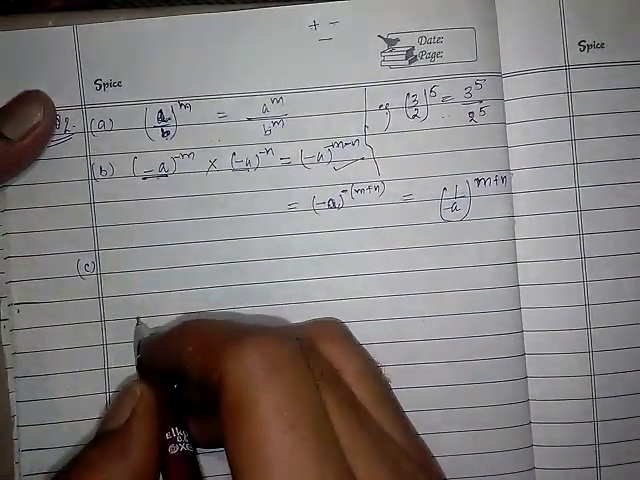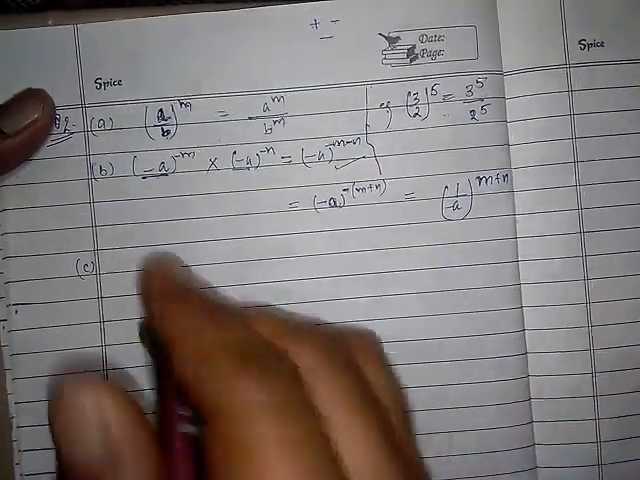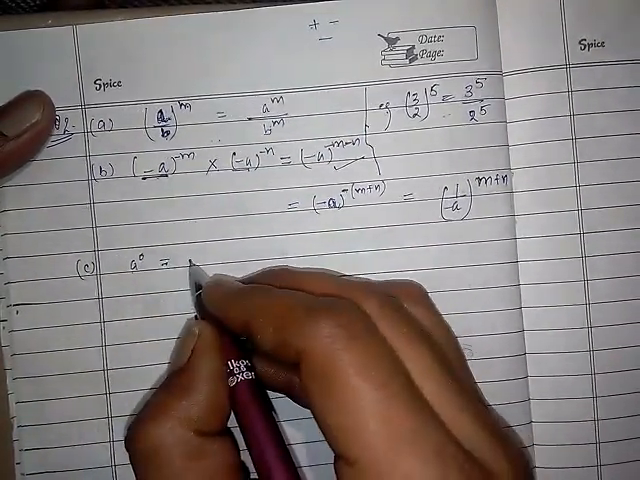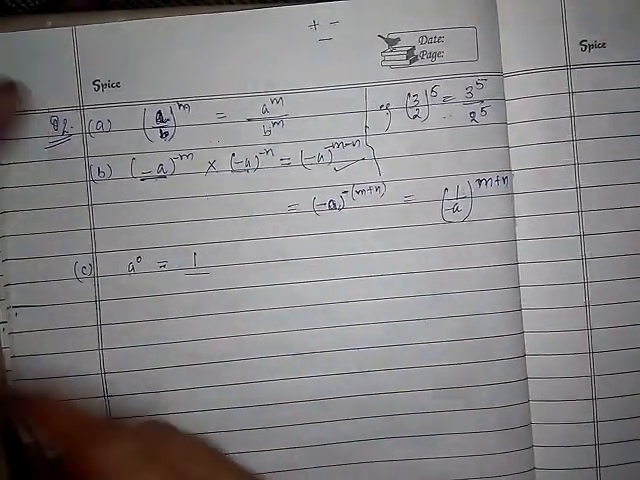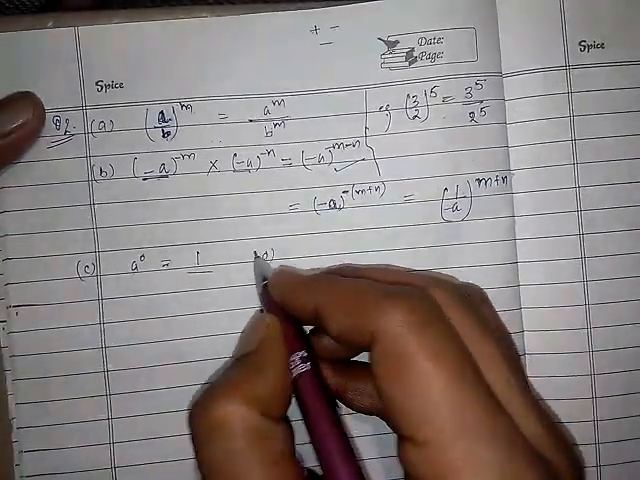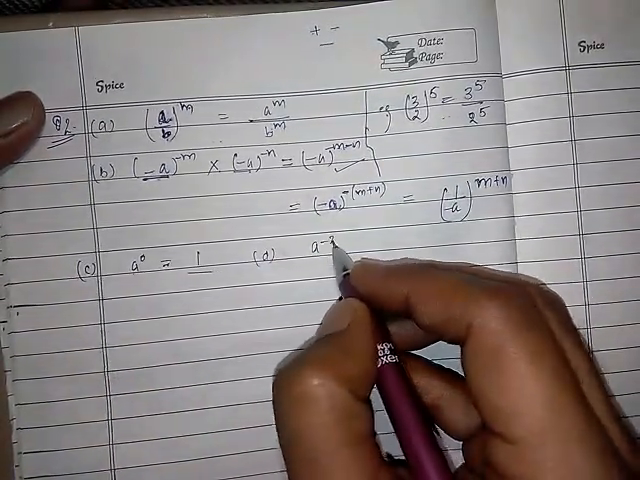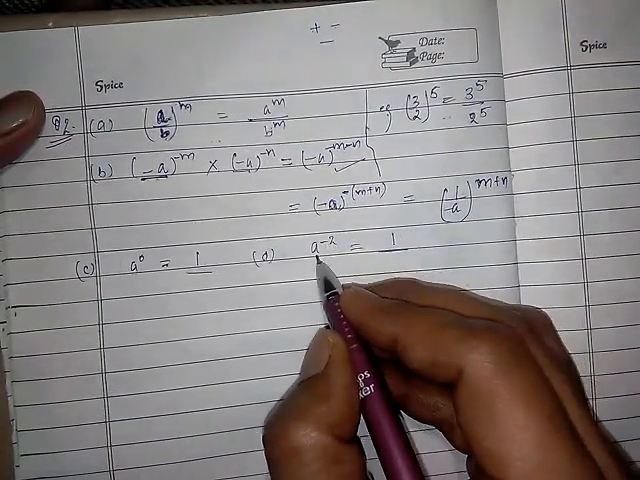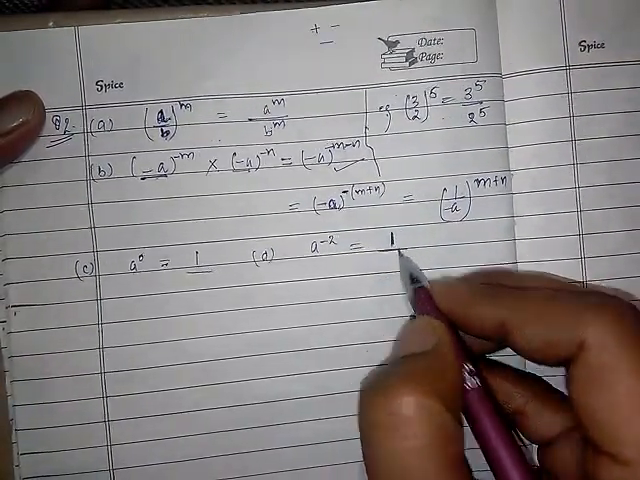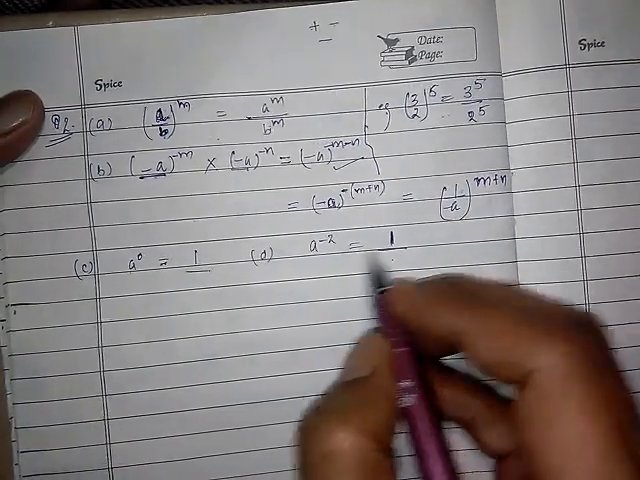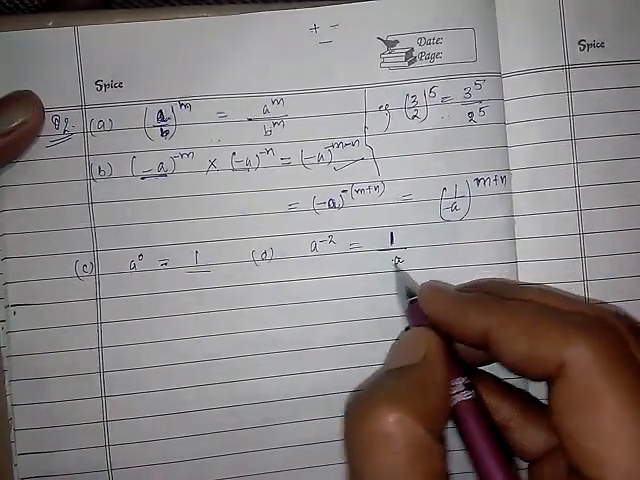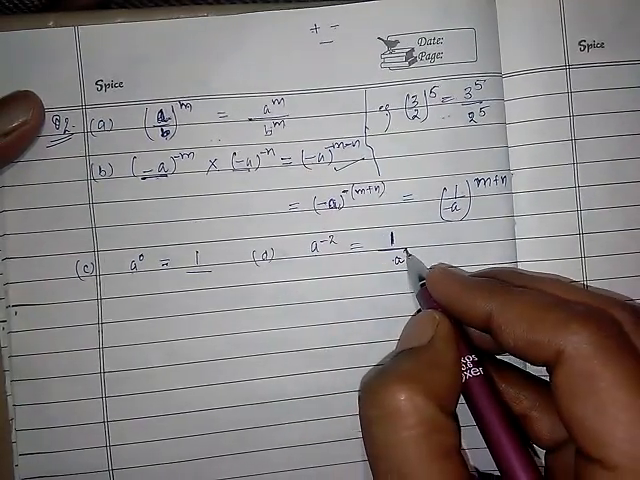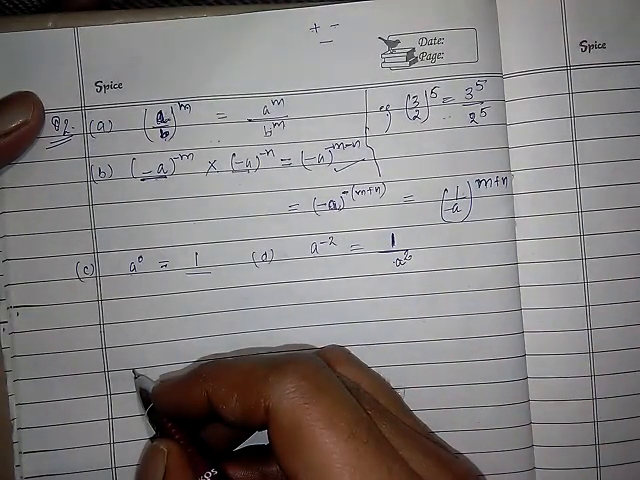Then come to the C part. They are asking a raised to the power 0. I told you any number raised to the power 0 is always equal to 1. So that's it, very simple. Then the next part also we have covered in the theory part. See here, it is 1 upon something. Something means this a will be here. So by taking its inverse, you can make its power positive.